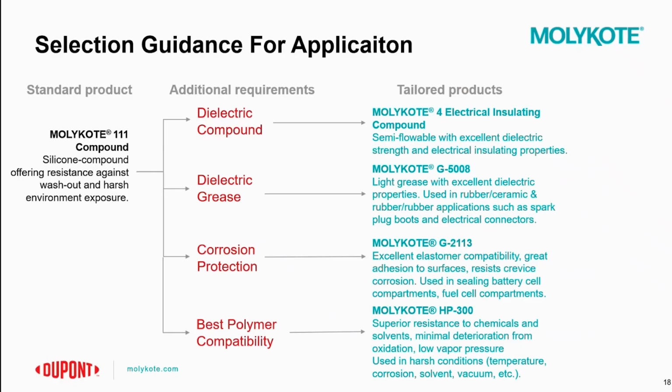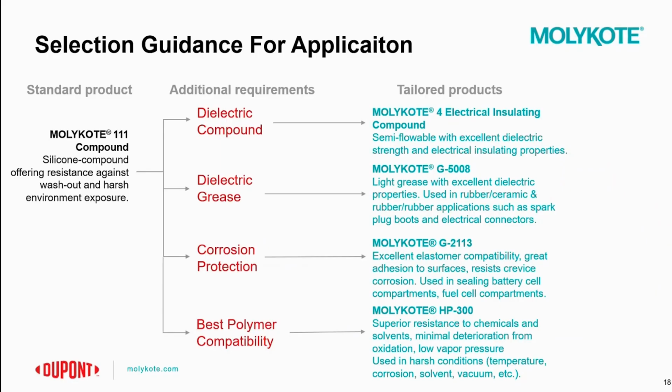When lubricating a sealing application, a great starting point is always going to be MOLYKOTE 111 compound. It offers a wide temperature range, great water resistance, and is compatible with a wide range of plastics and elastomers. However, if we need to move the needle on specific performance metrics, we have other MOLYKOTE products to explore. If we're looking for a compound with a lower temperature range and great dielectric properties, MOLYKOTE 4 compound is a great option. We also have grease options with great dielectric properties, such as G5008.